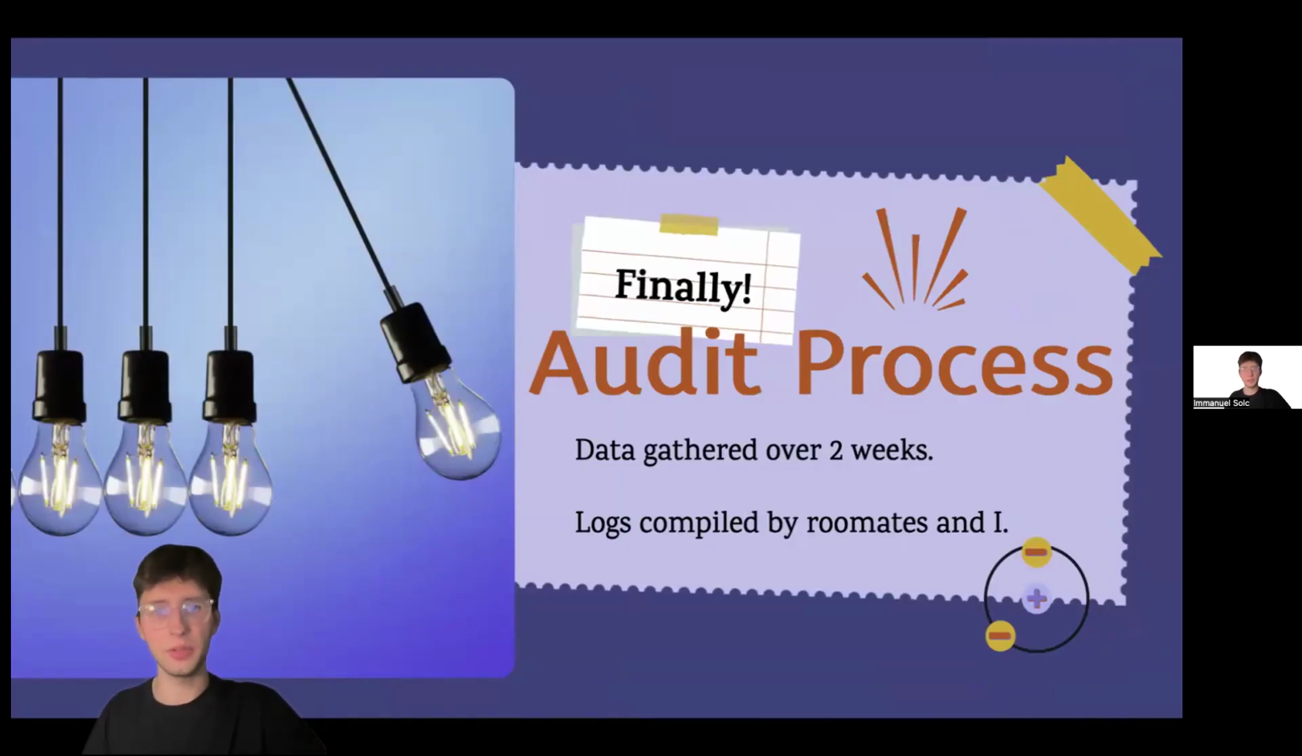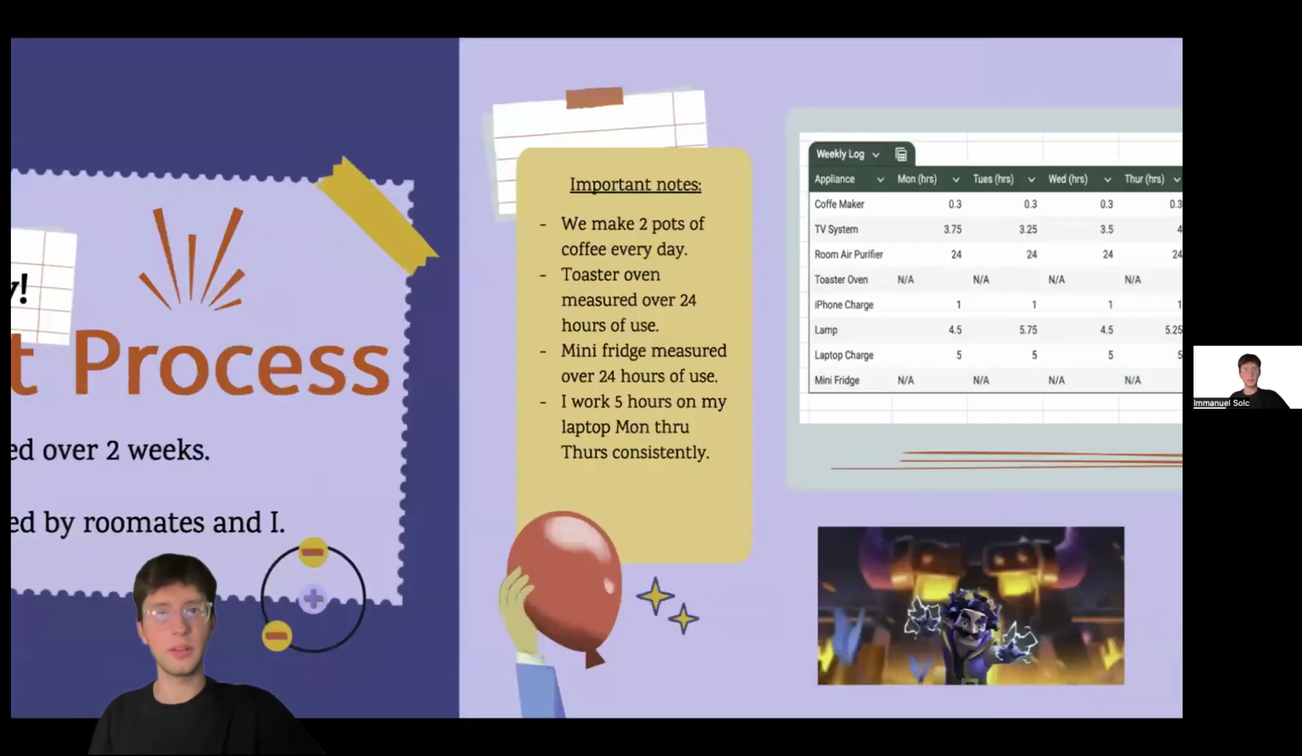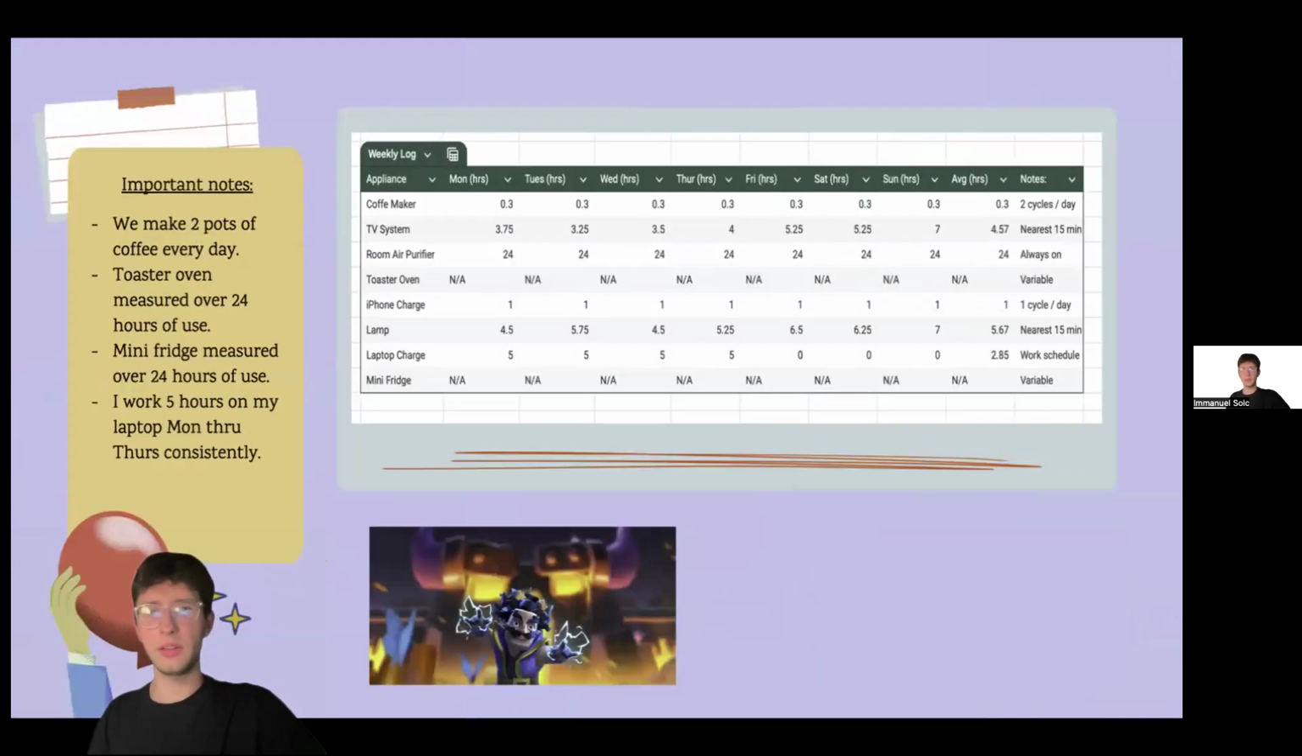So data was gathered over 2 weeks. I kept a paper log by each device, and I asked my roommates to be on top of that, and I hit them if they weren't. So here's that log that I've turned into a digital form, nice and clean. As you can see here, a lot of these have the same number per day. Those are because we have some habits that are just pretty consistent. For example, I work Monday through Thursday, 5 hours a day on my laptop, so that was nice and easy.